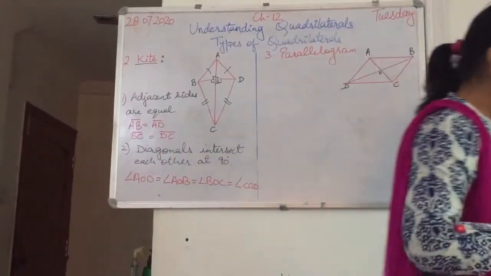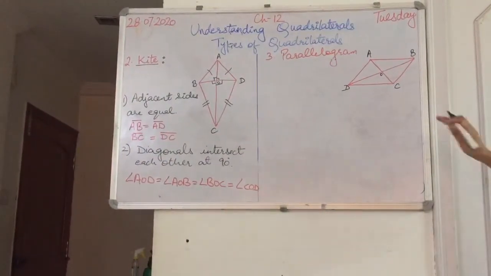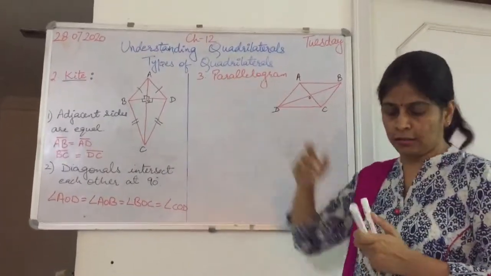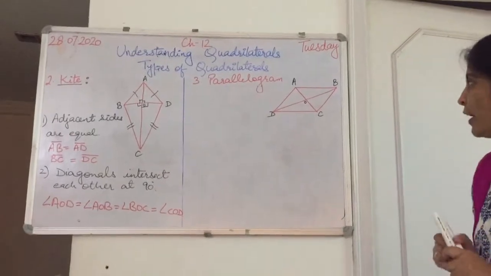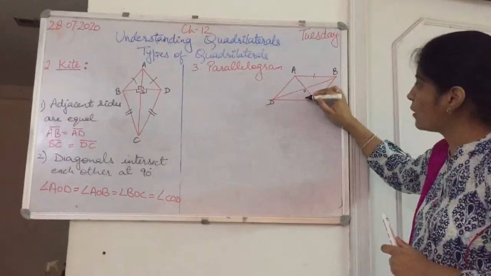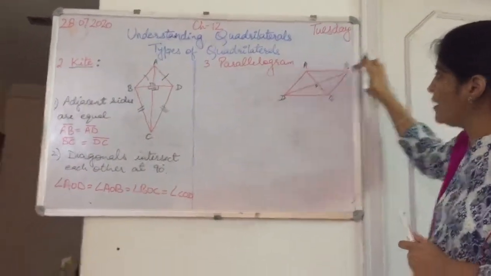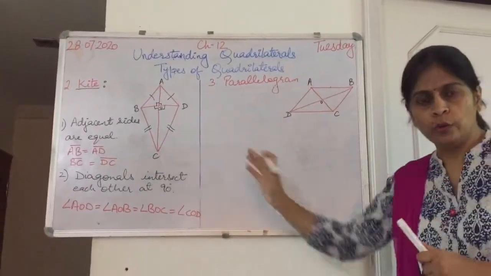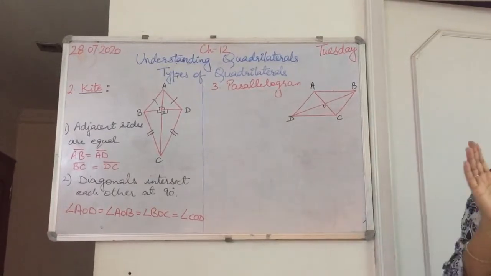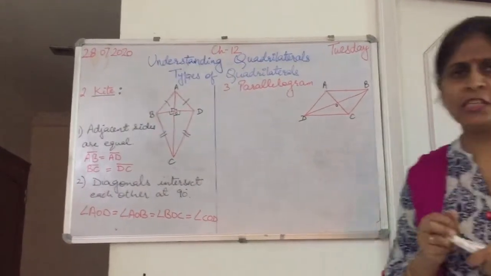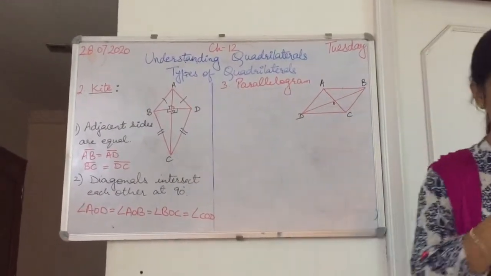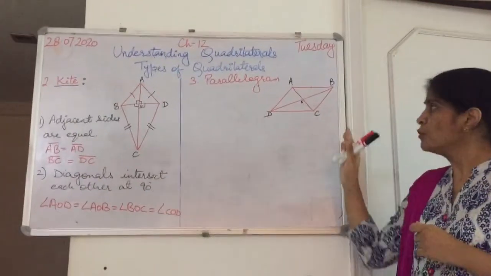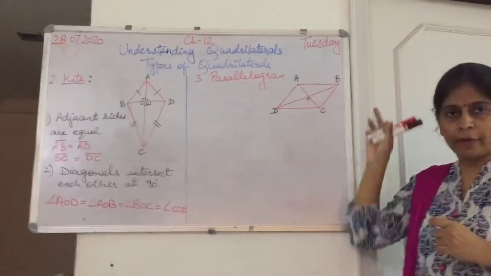Now let's talk about the parallelogram. When we talk about parallelogram, the word itself says parallel. If we divide these two parts, parallel. So the first thing that comes to your mind is that the opposite sides are parallel. AB is parallel to DC and BC is parallel to AD. It looks like a tilted rectangle. If you see the rectangle and you just tilt it, it will look like a parallelogram. Yes, so opposite sides are parallel.